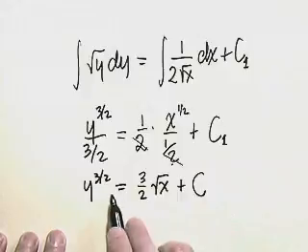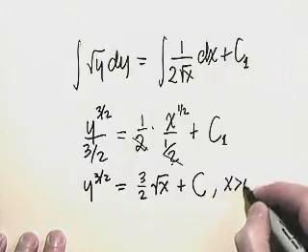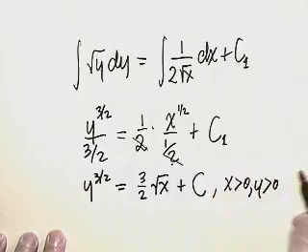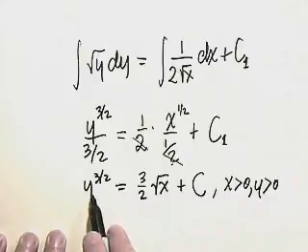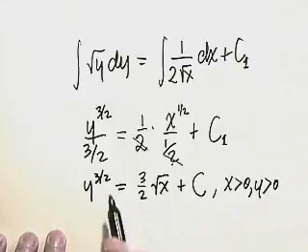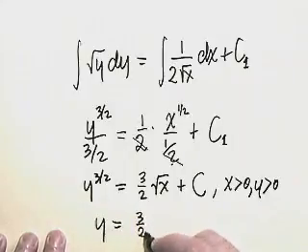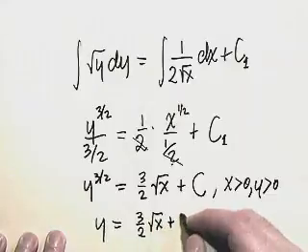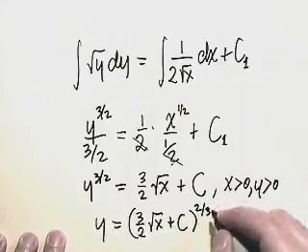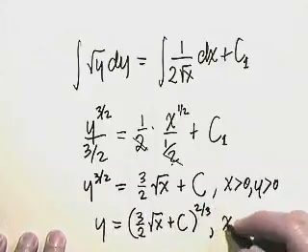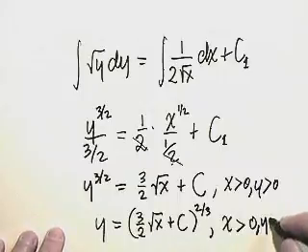Well, in any case, now you can see that because x and y are greater than 0, I can use exponential rules to solve the equation. I just take the 2/3 power of both sides and I get y isolated. y is equal to 3/2 square root x plus the constant of integration c, all raised to the 2/3 power, with x greater than 0, and of course y greater than 0.